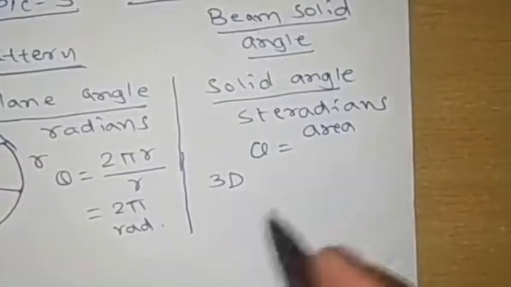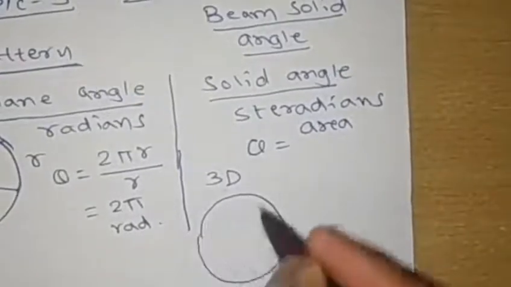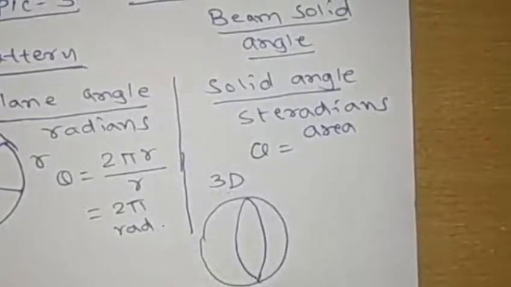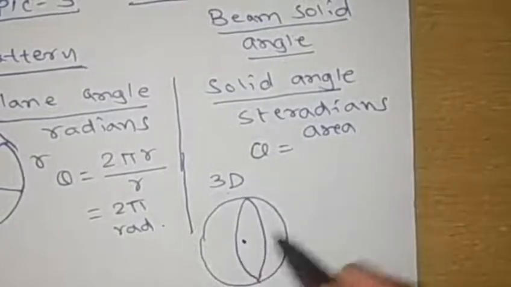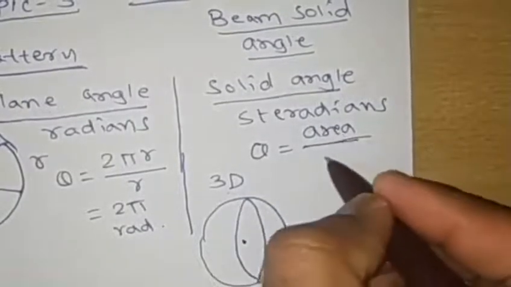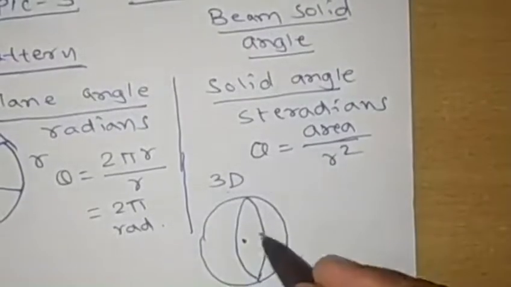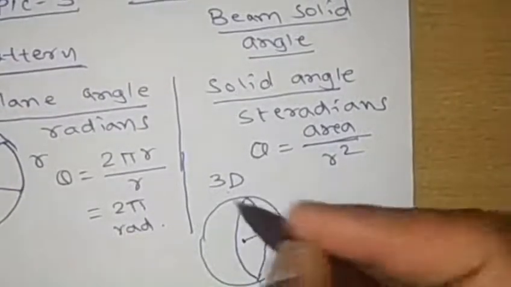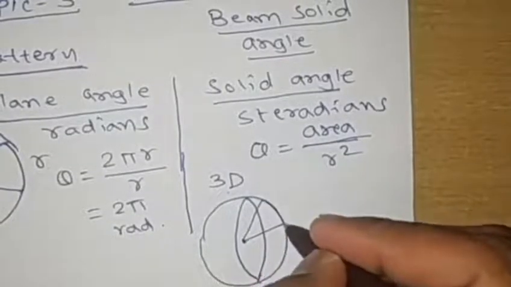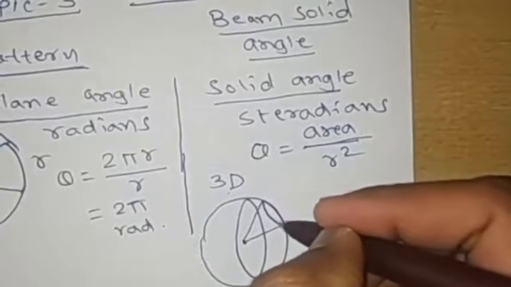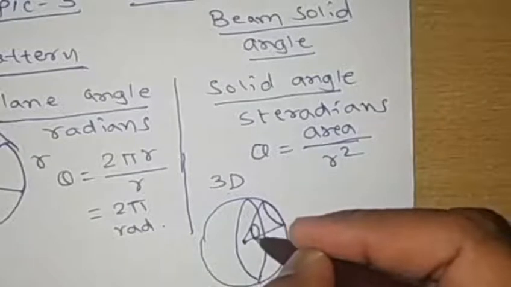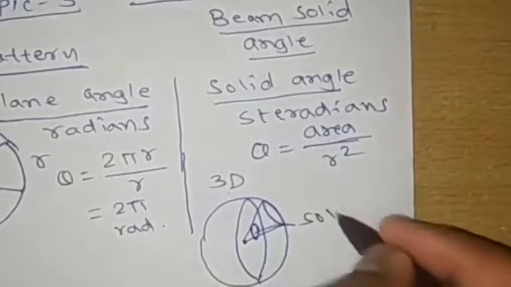The circle in 3 dimensions becomes a sphere. So we can show a circle as a sphere, and the angle measured is given as ratio of area to the square of radius. So if we consider this as a radius, very similar to this case, then it is not arc subtended, but it is the area subtended. So this way, here this particular region is called as a solid angle.